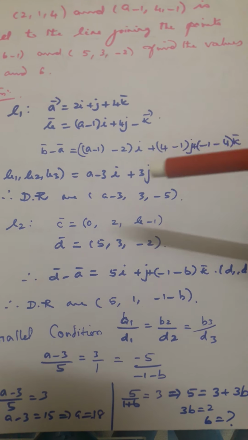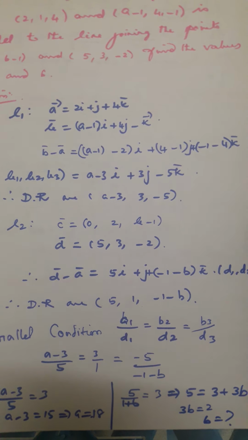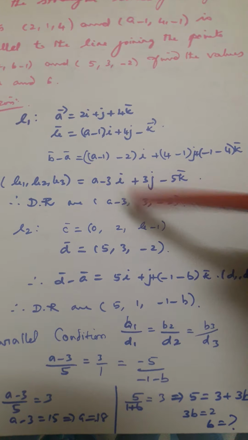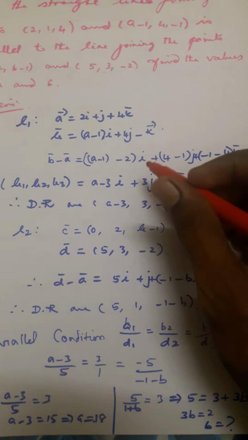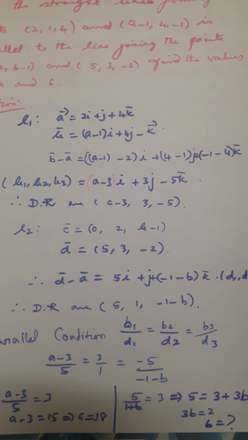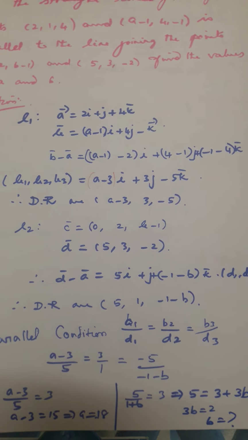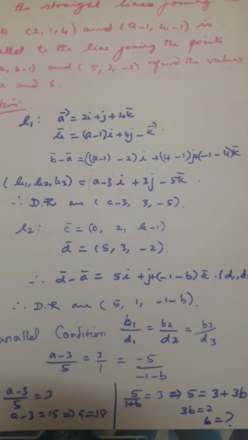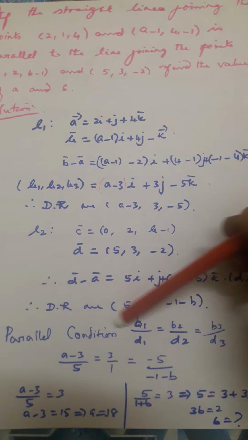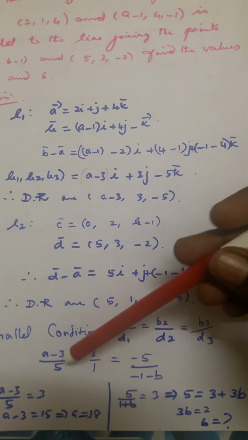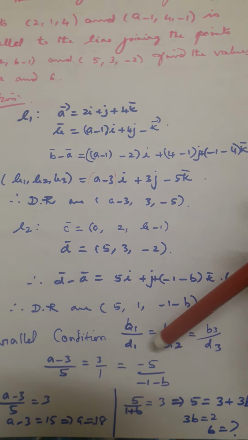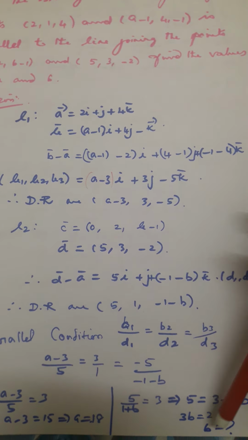So normal subtraction, you should know the subtraction. You will do a lot of mistakes. Okay, this mistake does happen. So your b1, b2, b3 is taken as a minus 3 into i vector plus 3 j vector minus 5 k vector. Okay, like that your direction ratio of the second line will be d1, d2, d3 equal to 5 comma 1 comma minus 1 minus b. So your parallel condition I have given and the values I substituted, and I am finding a minus 3 by 5 equal to 3. Like that the second two you can find the b value.